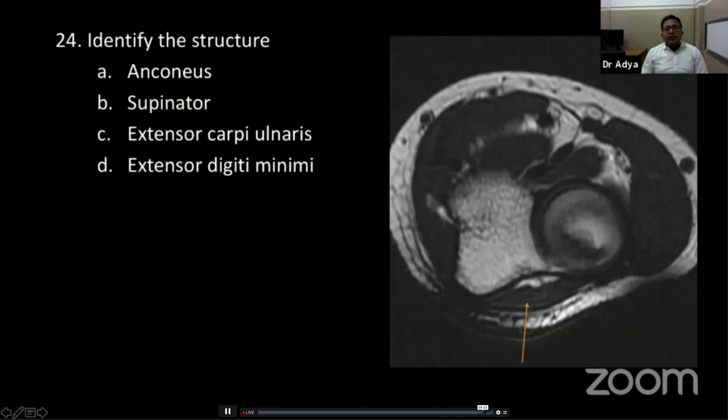Question 24, identify the structure, whether it is A, anconeus, B, supinator, C, extensor carpi ulnaris, or D, extensor digiti minimi. Please go live, sir. Yes.